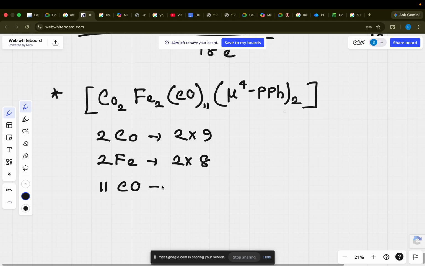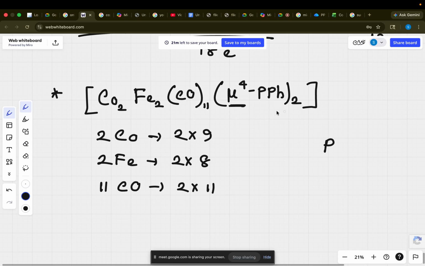So 11 CO, that means 2 into 11. See, how many metal centers are present here? Two cobalt centers and two iron centers. In total you have four metal centers, and you can see here they have written mu4. So mu4 means this ligand is a bridging ligand, attaching with the four metal centers. Now the question is, what is PPh?